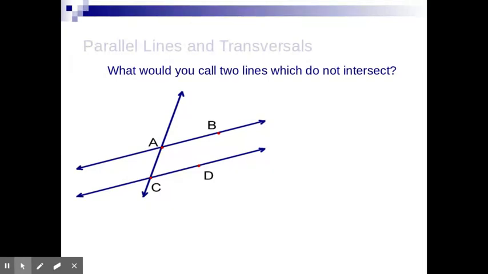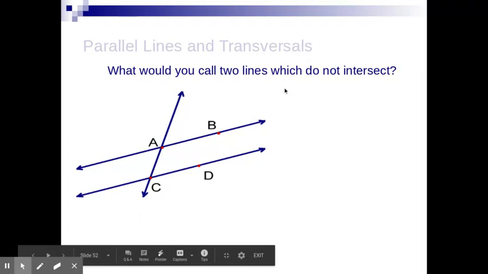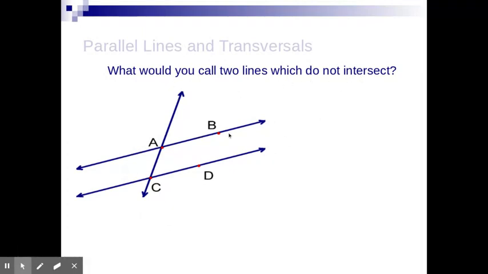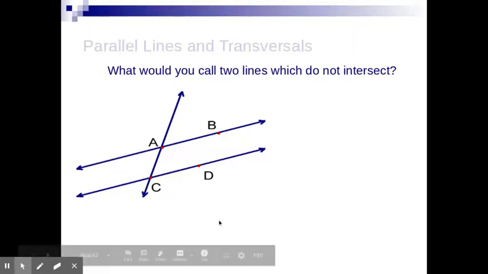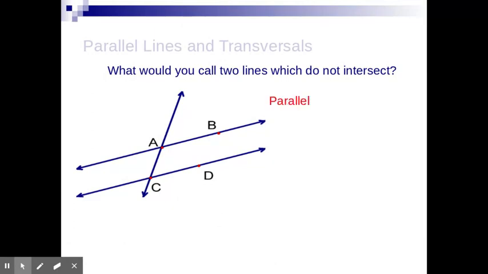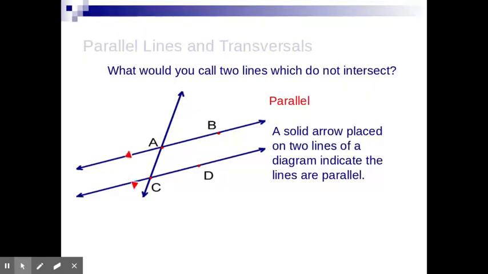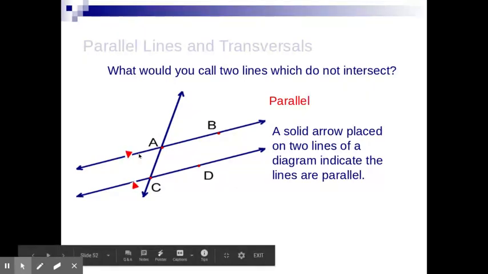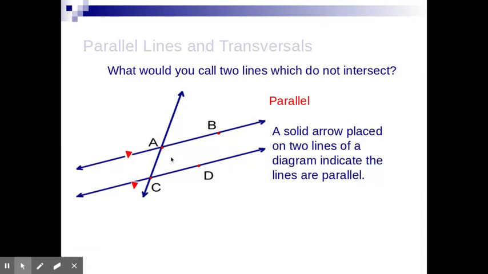So if we get started, we have this diagram, and then you should know, what would you call two lines which do not intersect? So line AB and line CD, you all should know those are, if two lines never touch, then they are parallel lines. And then if you see two lines with these solid arrows on them, that's one of the symbols they use for parallel, to show these two lines are parallel, they never touch.